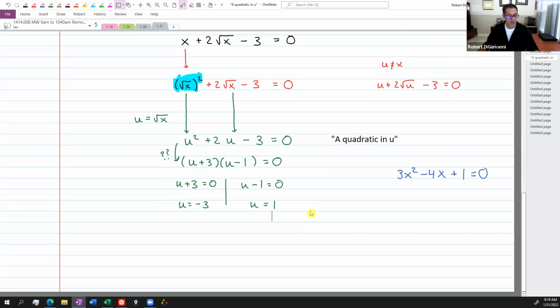So I'm going to replace u with the square root of x. I'm going to rewrite this as square root of x equals -3. And this one, square root of x equals 1. That step is actually called the back substitution step. You're basically substituting back what you originally had substituted out. So I'm back substituting the square root of x back in. And now look at those equations.